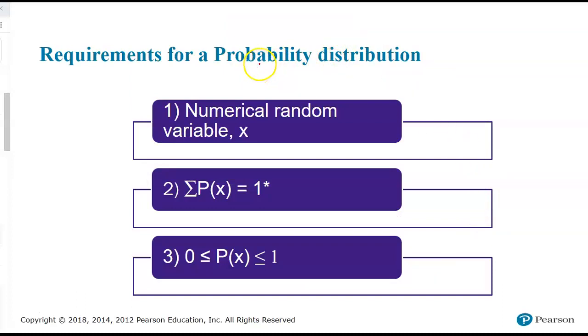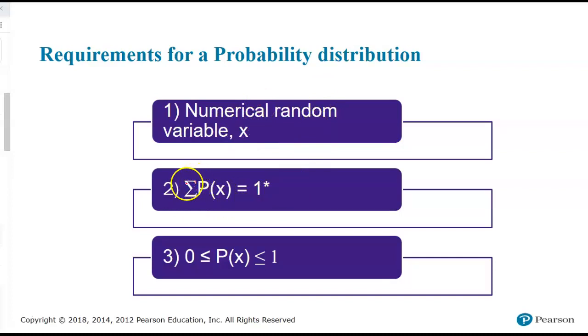Okay, so the requirements for a probability distribution, there are 3 of these, and you need to know these. The first is that you have to have a numerical random variable. Just like I mentioned earlier, your random variable x needs to be a number. It can't be like the eye color of someone or something like that. It's got to be an actual number and of an outcome that you could have.